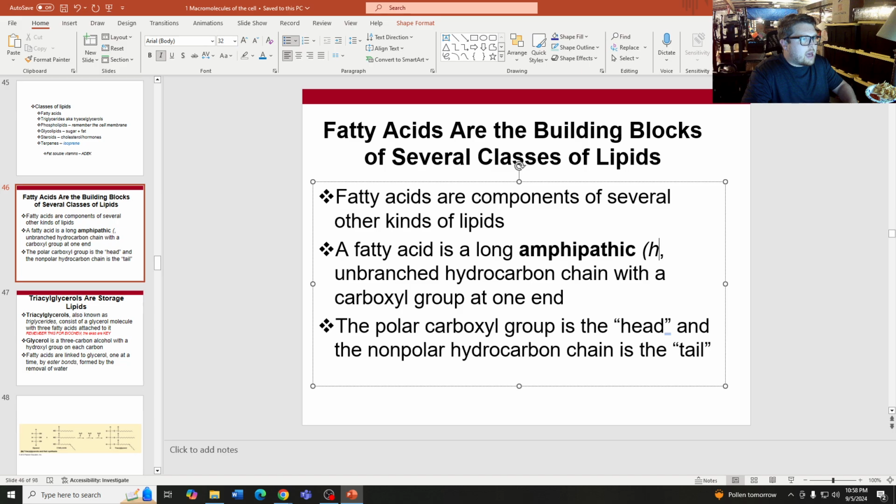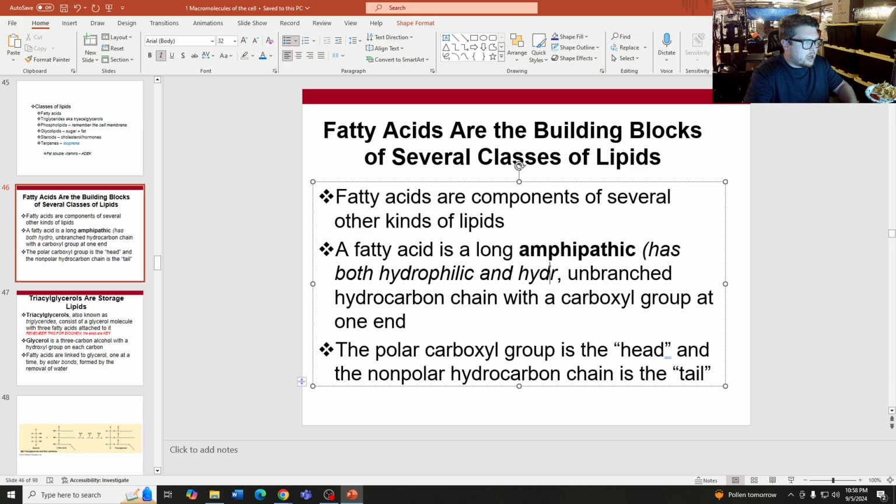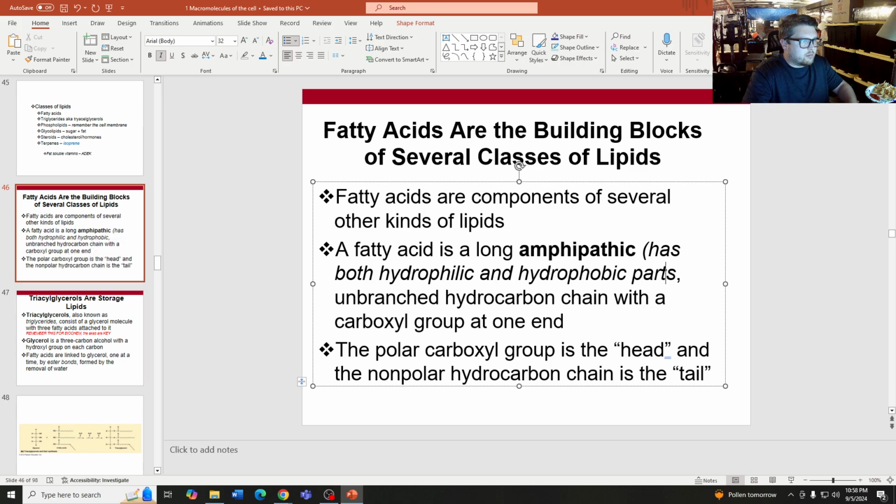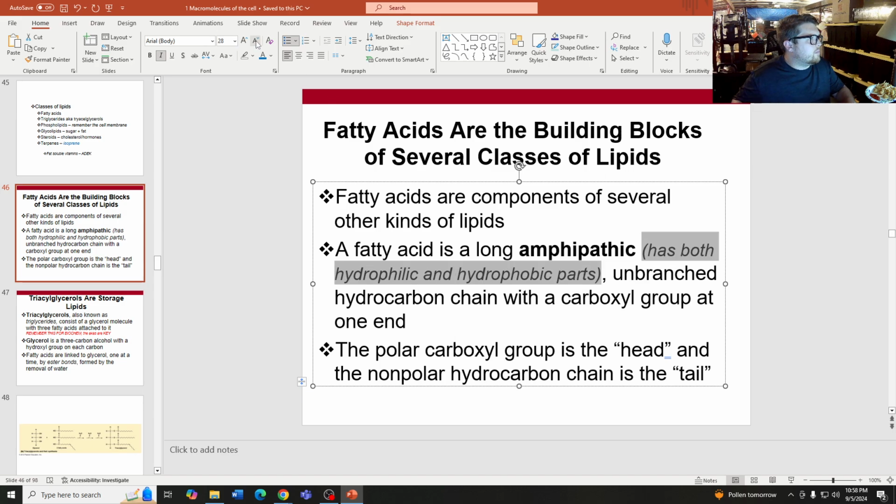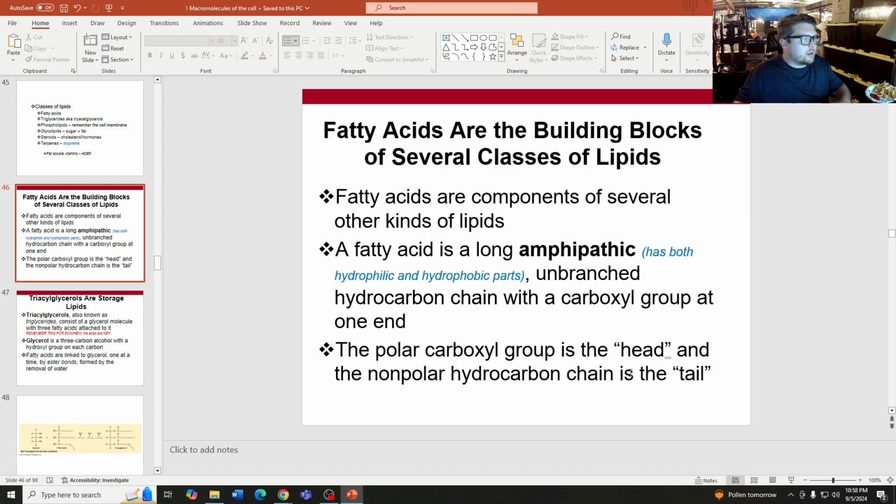So, has both hydrophilic and hydrophobic parts. So it's amphipathic, an unbranched hydrocarbon chain with a carboxyl group at one end. The polar carboxyl group is the head, and the nonpolar hydrocarbon chain is the tail.